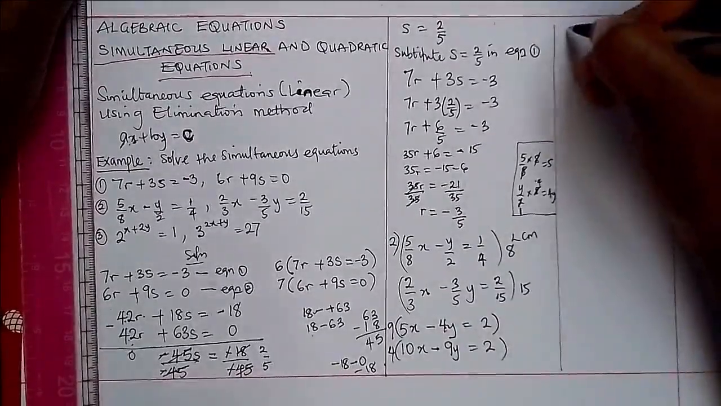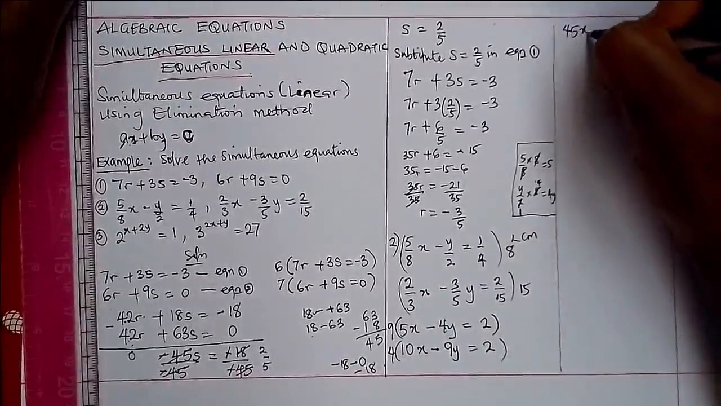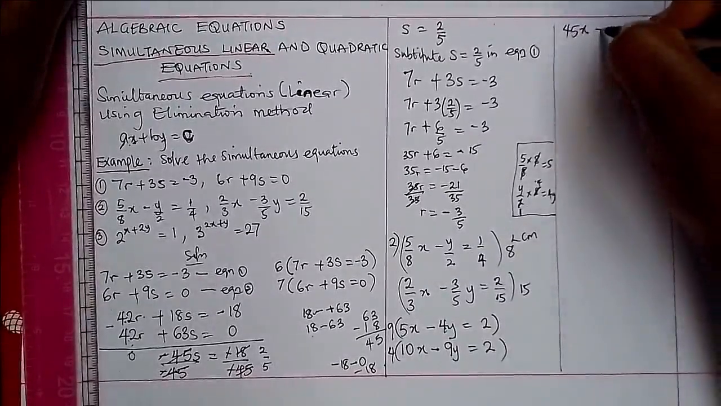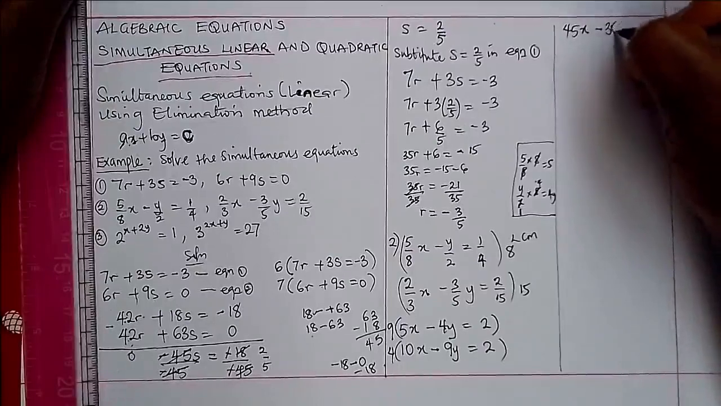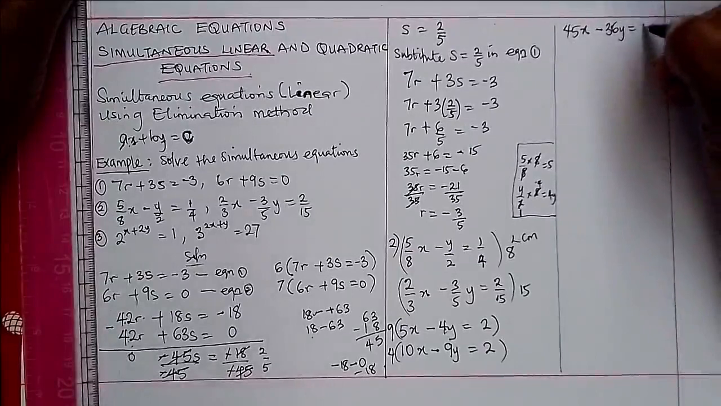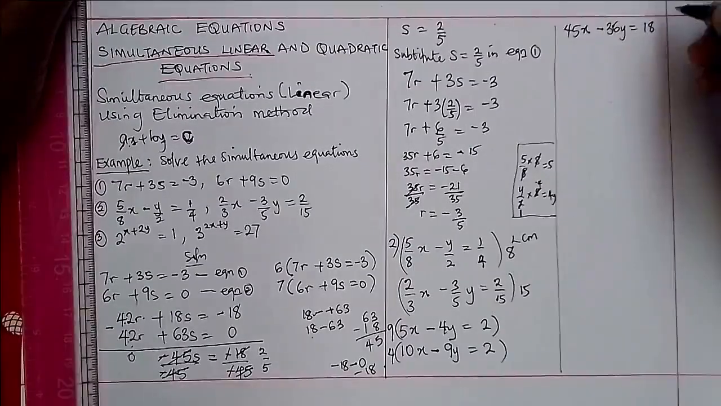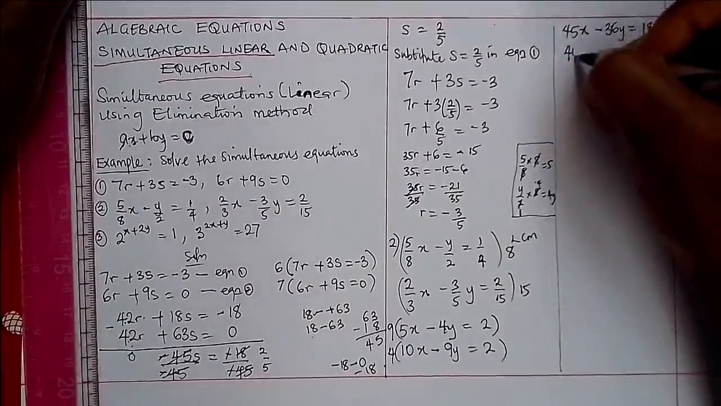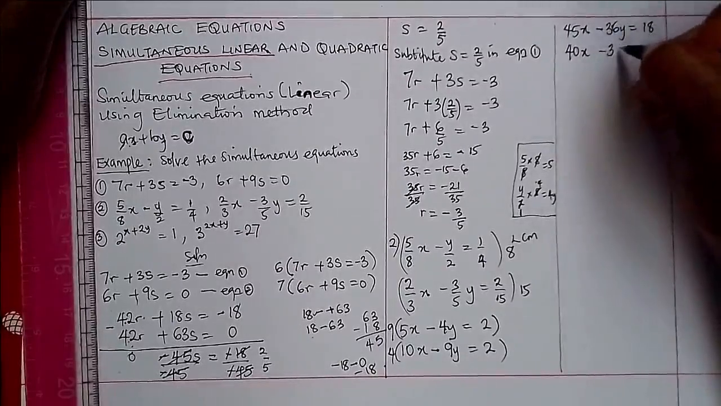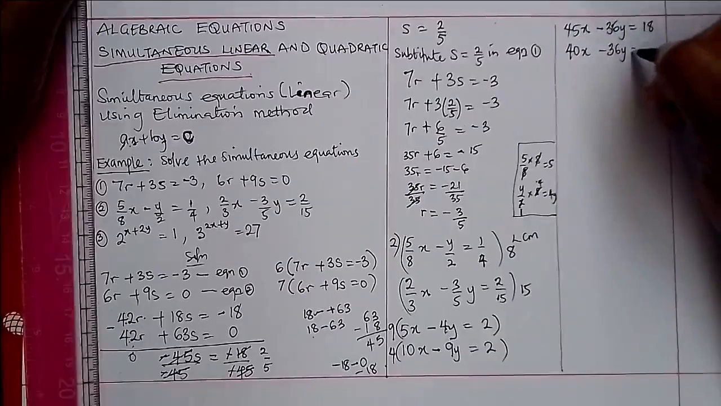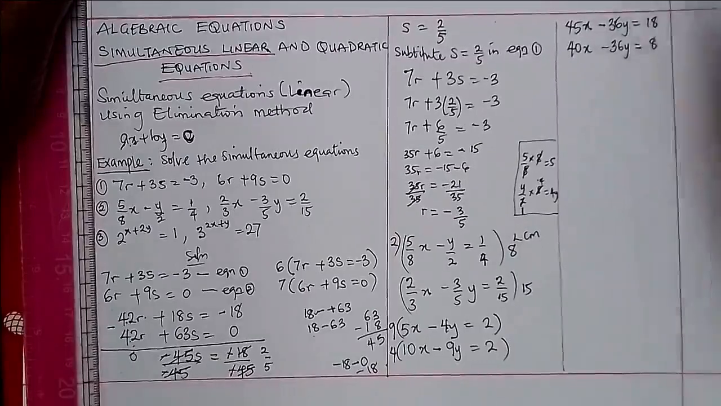Now we have 45x minus 36y is equal to 18. And 40x minus 36y is equal to 8.